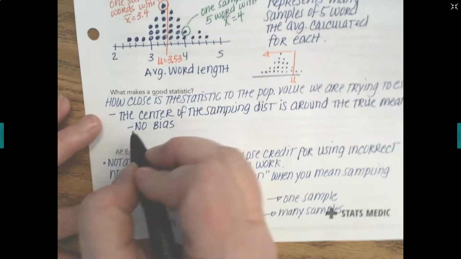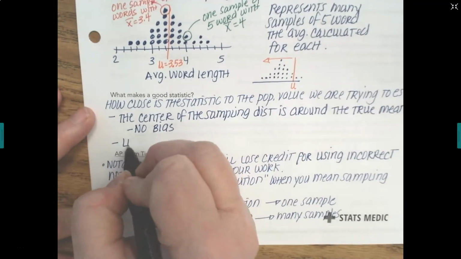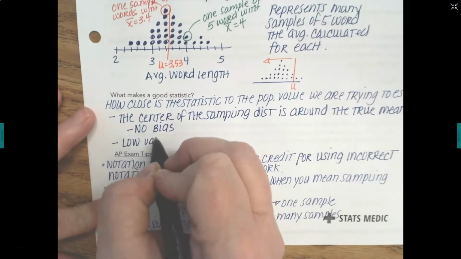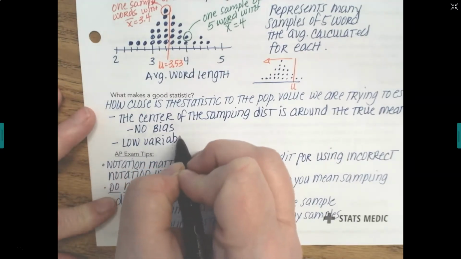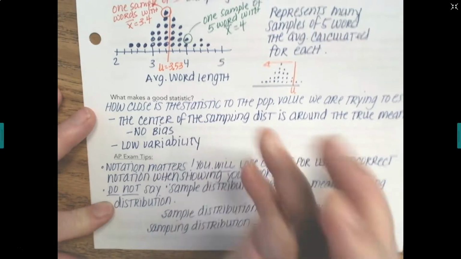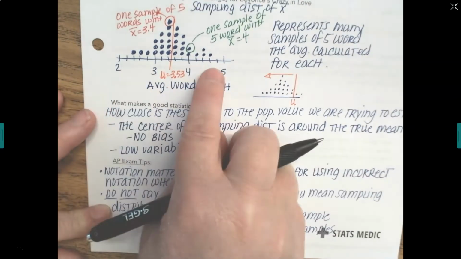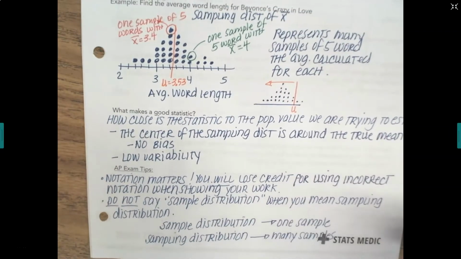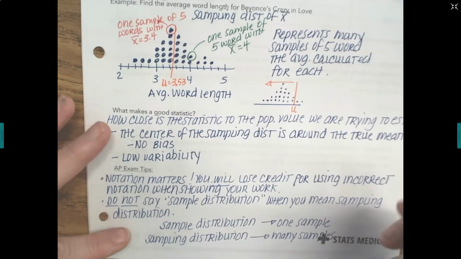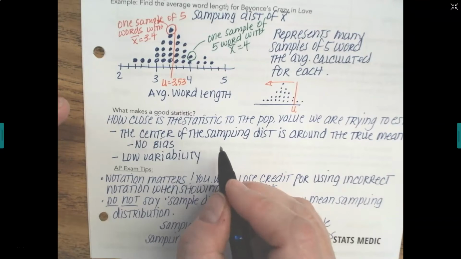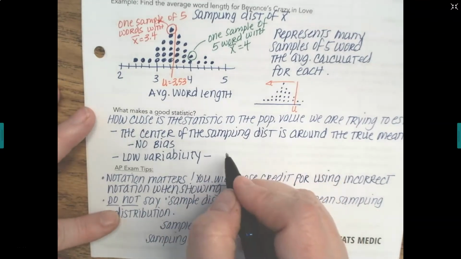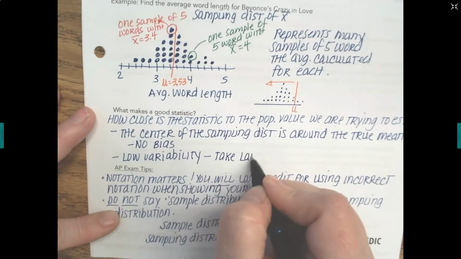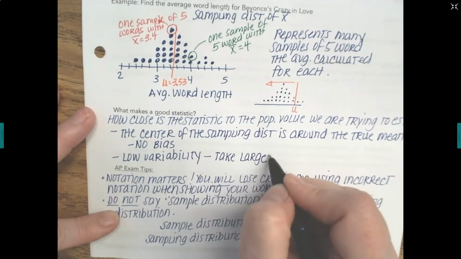And the other thing that you want is you want a low variability. So when we're looking at our dot plot here, we range from 2.2 to 4.6. So maybe that's a bigger variability than we really want. So to have a lower variability, we took a sample of size 5. Maybe next time we take a larger sample size of 10. So taking a larger sample size will give you a lower variability.